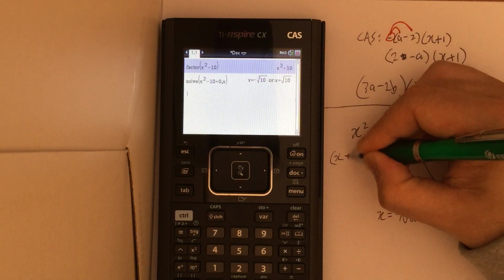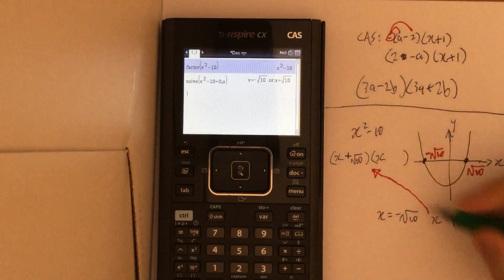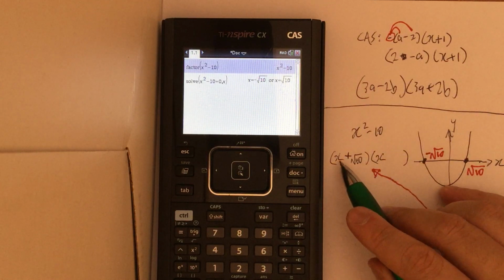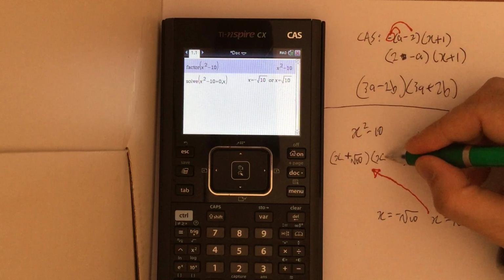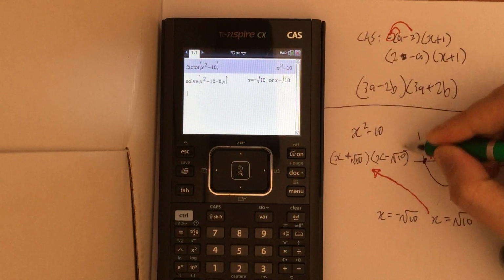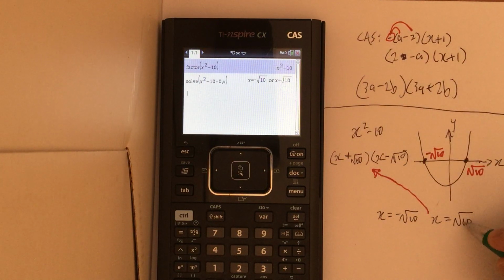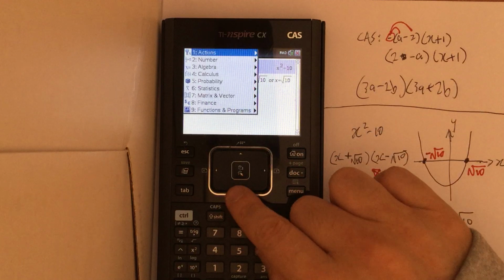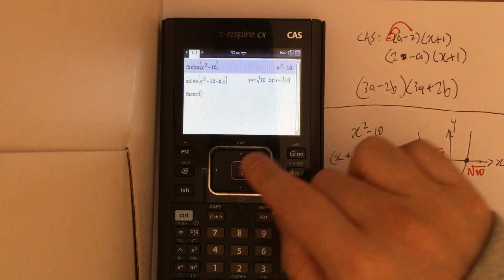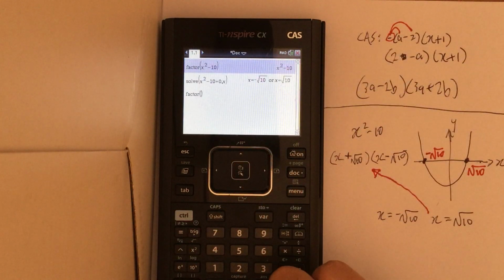So would I be able to say that when x is negative square root of 10, it would cancel out if that part is plus square root of 10. And that part here should be minus square root of 10 if it is positive. So you get 0. Nice and easy. Now let's try another one here. Algebra, factor.